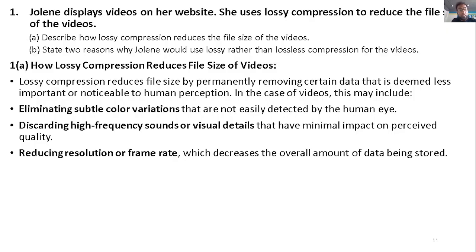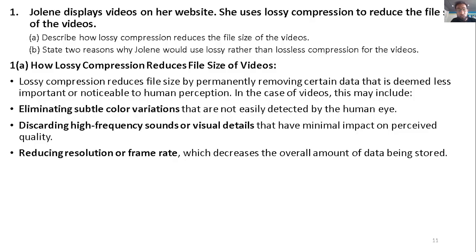Lossy compression reduces file size by permanently removing certain data, like pixels and sound quality, that is deemed less important or noticeable to human perception. For example, for the pixels of the images, it removes such pixels that do not affect much of the image quality, so that they are not very visible to the human eye. So this is how lossy compression works.